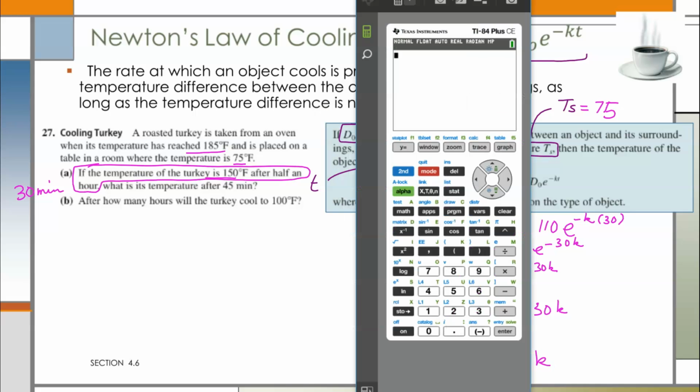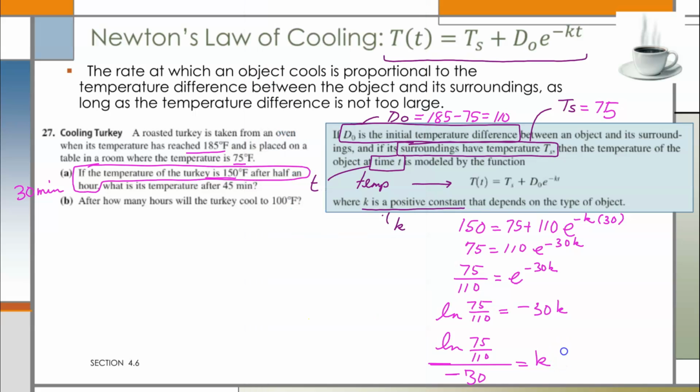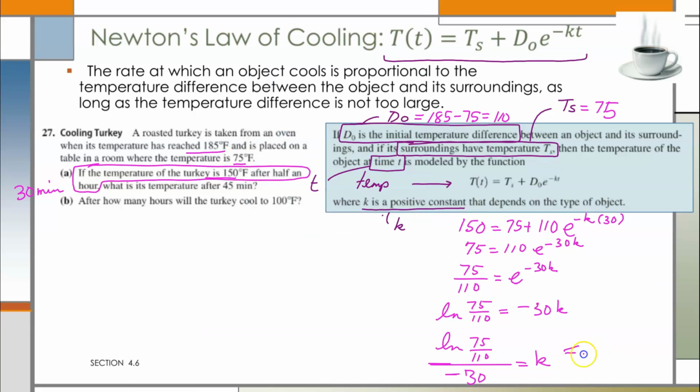We are going to take the natural log of 75 divided by 110, divided by negative 30. And so K is approximately 0.0128. Now we have a model for our turkey in terms of Newton's law of cooling.